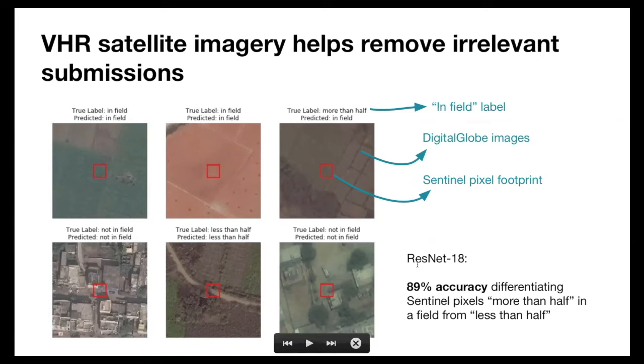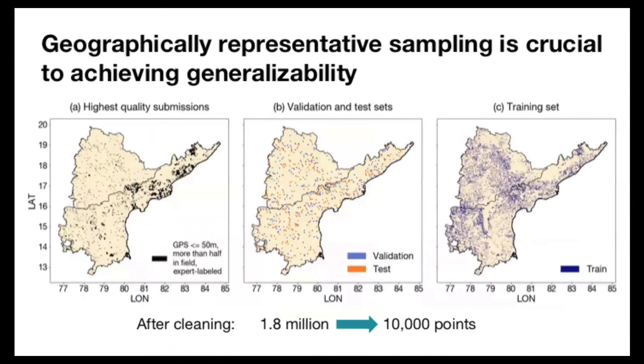And then we trained a ResNet 18 model to do this classification on the remainder of the million images, and we got almost 90% accuracy. So that was good enough for us to move on. And then we threw out the ones that were not inside a field.